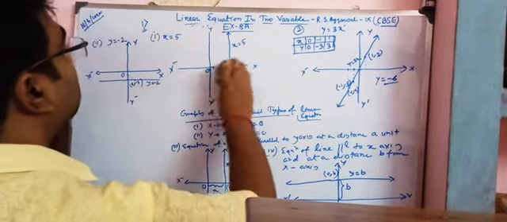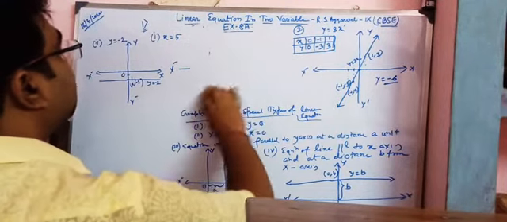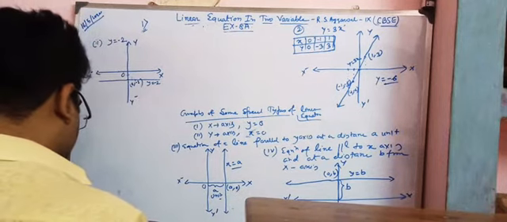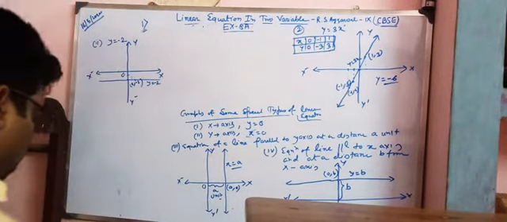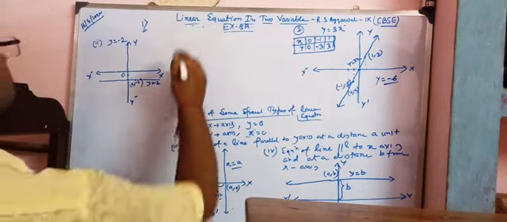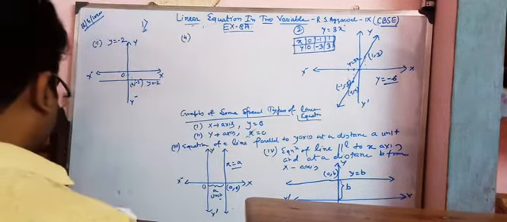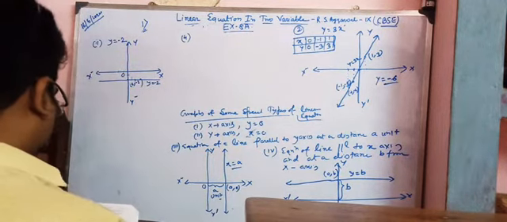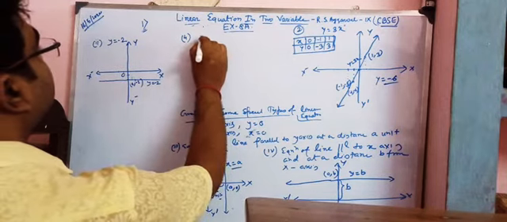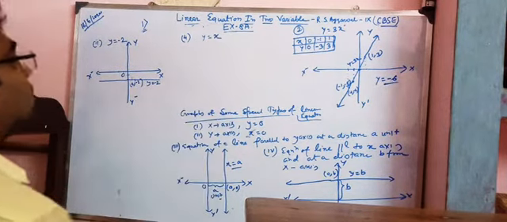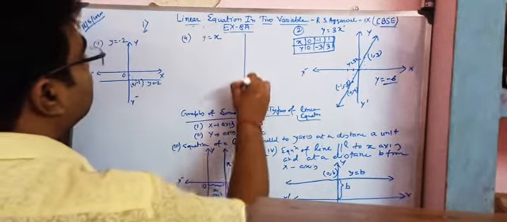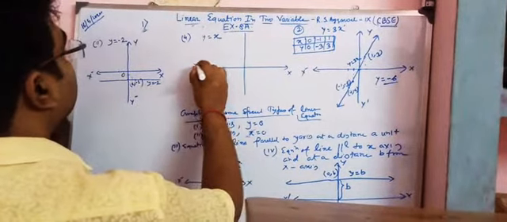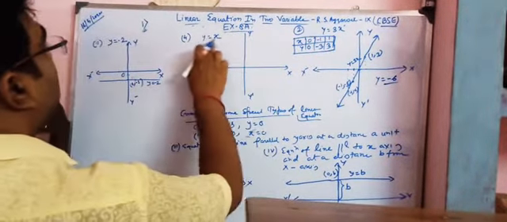Question number 4, what is it telling us? Draw the graph of each of the following equations. Again we only have to draw the graph. So my first equation given is y is equal to x. Again we are taking it like that. This is my coordinate system. This is x, this is x dash, y dash. Y is equal to x.